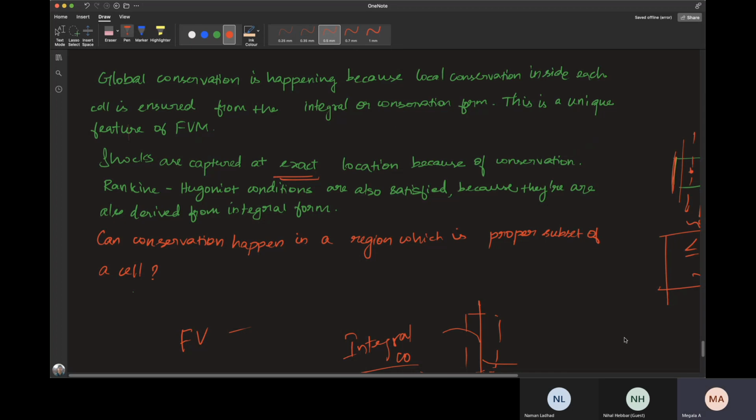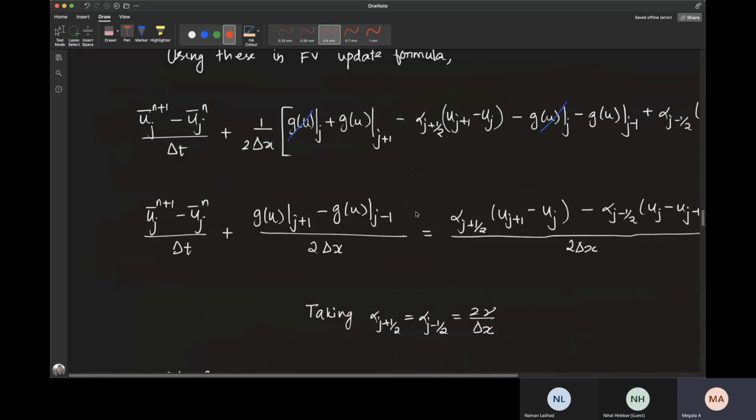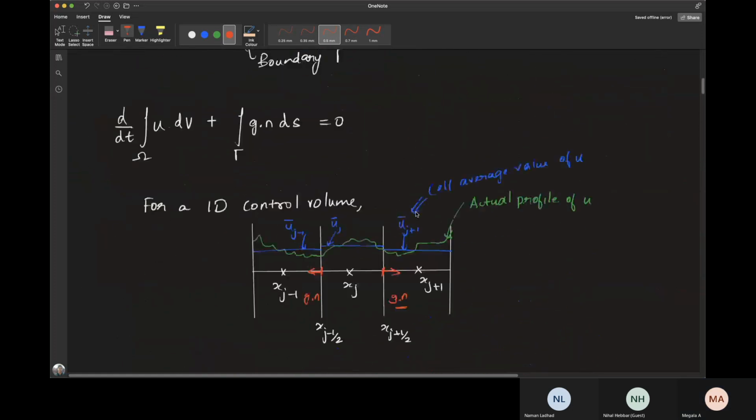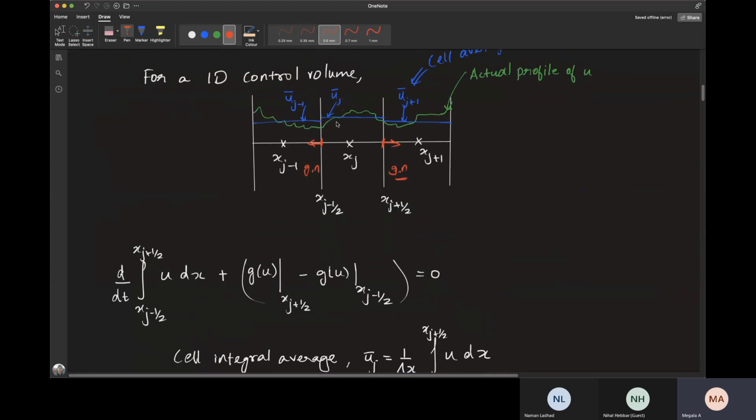Can someone tell me? Ma'am, if we have conservation inside a cell, then shouldn't it even mean that for every subset we'll have it? Actually, how do you derive this equation? Inside this whole cell, the rate of change of some quantity is equal to the flux of that quantity moving outside. Does that hold for this small region?